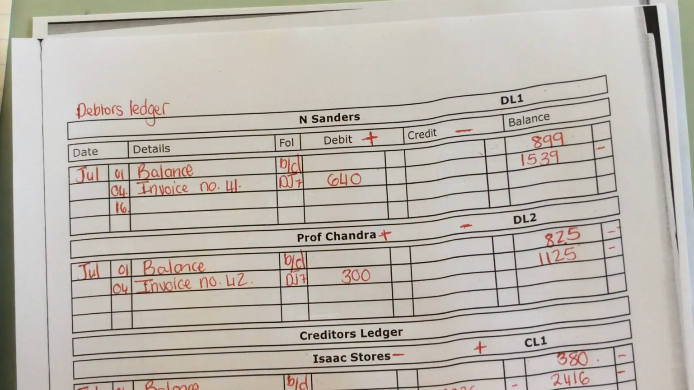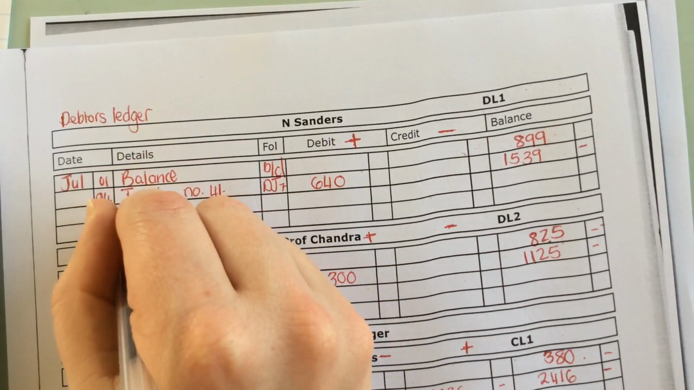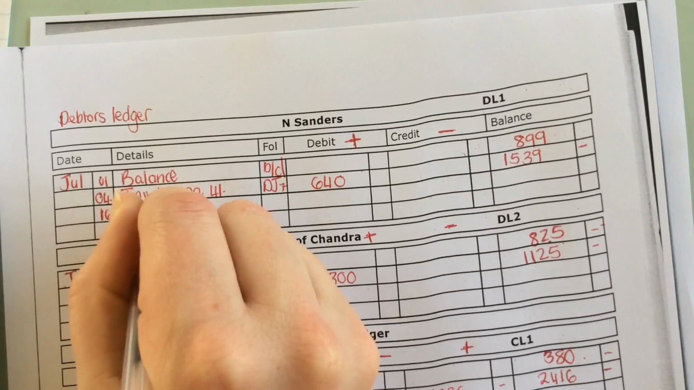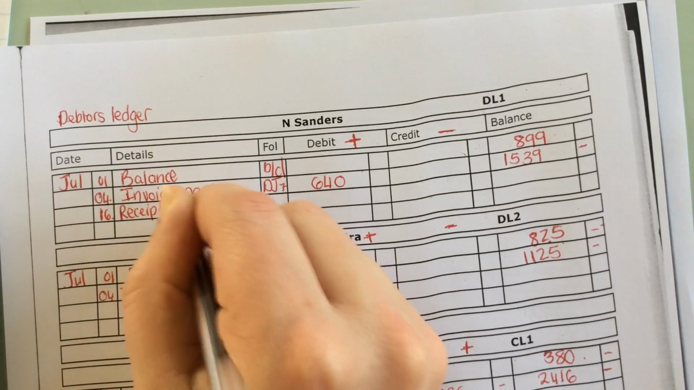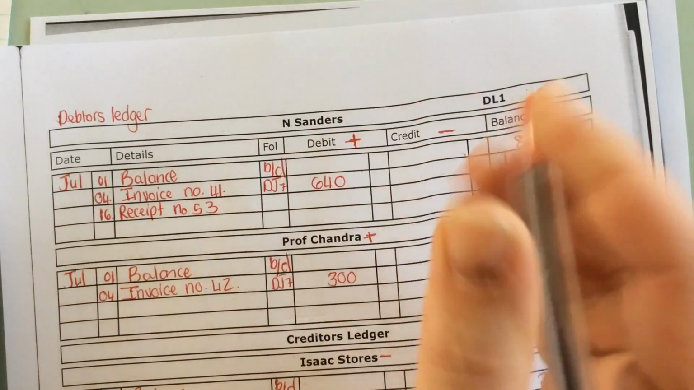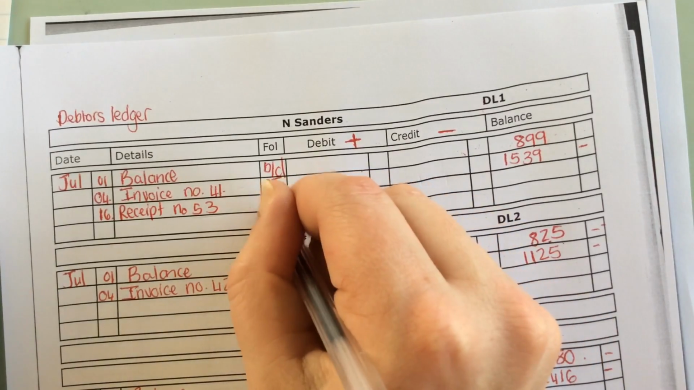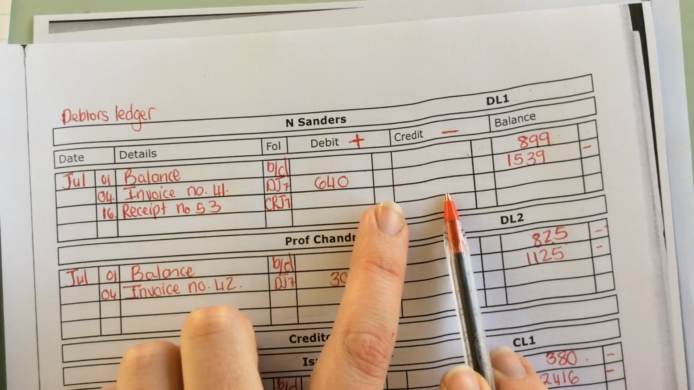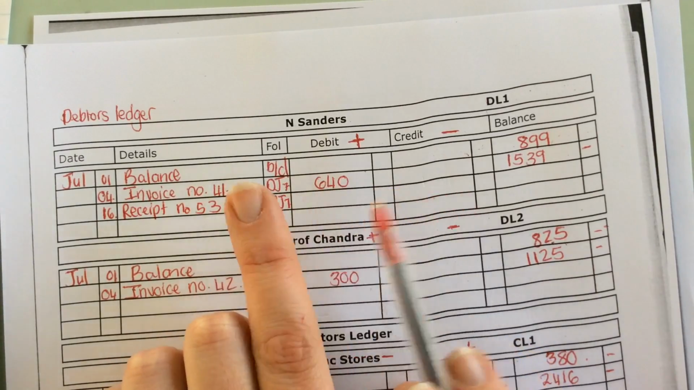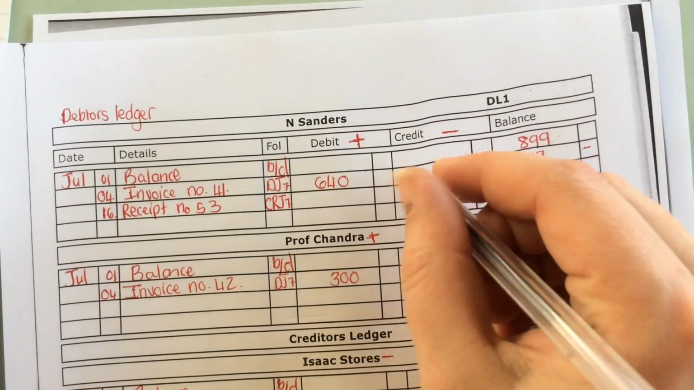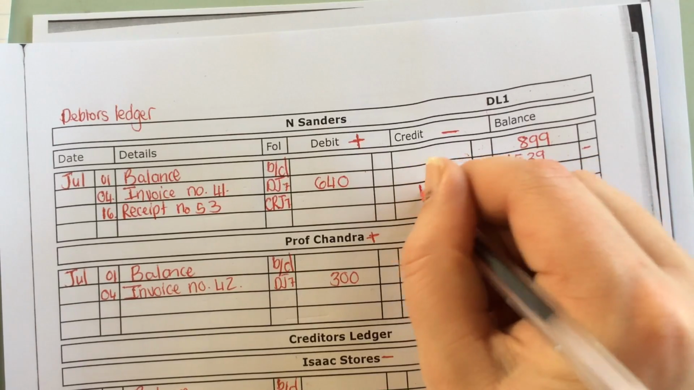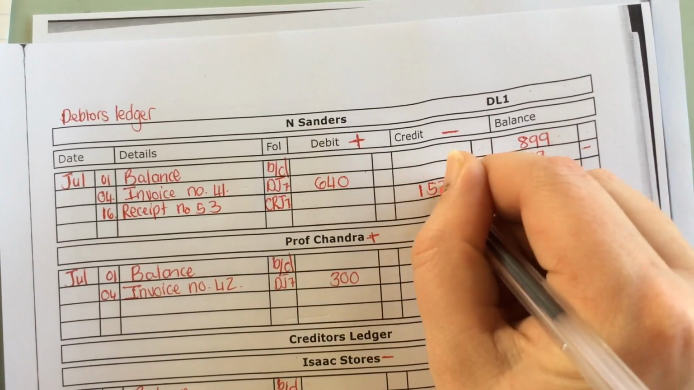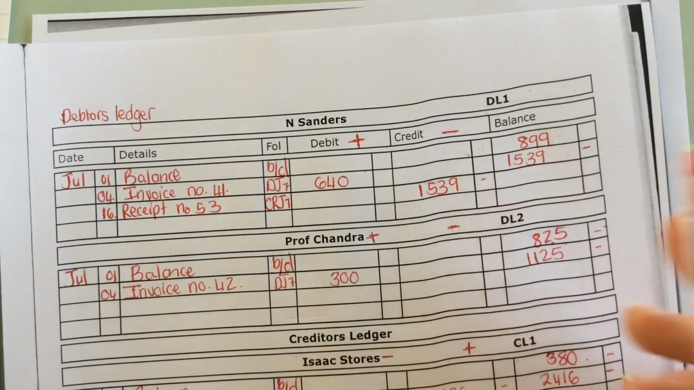If you're receiving money from a debtor and you recorded it in the cash receipts journal, your details over here will be receipt number 53. You're going to write CRJ7. Does this debtor owe me more or less if they've paid me back? They owe me less, so I'm putting it in the credit column, 1,539. And he now owes me nothing. Okay.